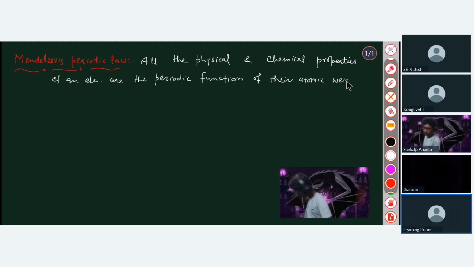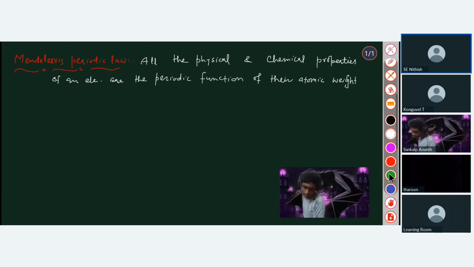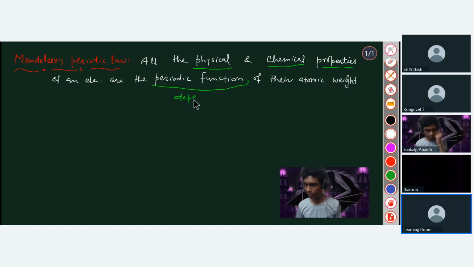But I hope you remember the difference between mass and weight. Can you tell me what is the difference between mass and weight? Mass is due to the quantity of matter in a specific body. Weight is the gravity acting upon a specific mass. Exactly. So mass is a fixed quantity. It doesn't change, but weight changes from place to place, right? So what we learned from Mendeleev's law is that any physical or chemical property of an element depends on, that is what periodic function means here, the atomic weight.